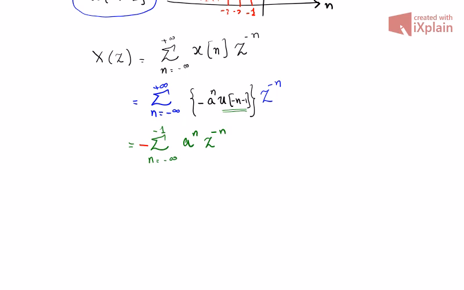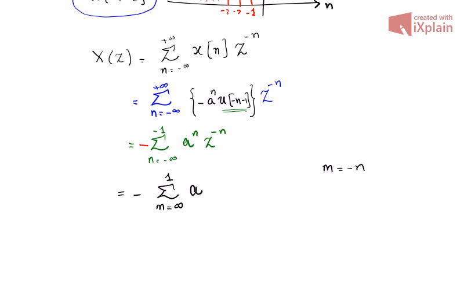Now in the next step, let's try to make one substitution for the variable. We can take a variable m equal to minus n. This is just to change the summation from minus infinity to minus 1, into a summation from 1 to infinity. So m goes from plus 1 to plus infinity, right?